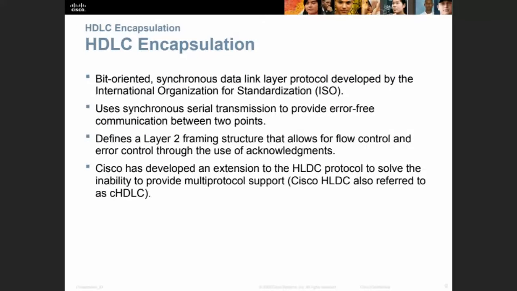HDLC is bit oriented. It is a synchronous data link layer protocol. It was developed by ISO, so anyone can use it. It's a standard. Okay? But Cisco developed their own HDLC. It's called CHDLC. The last line here. So please don't forget CHDLC is only for Cisco devices. HDLC alone can be used by any device. Okay. CHDLC is proprietary to Cisco.